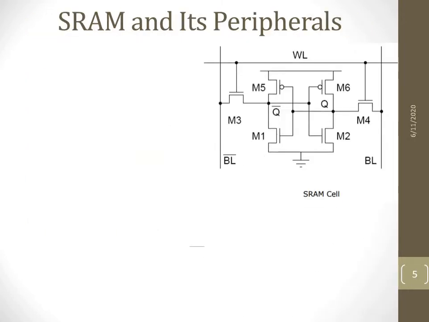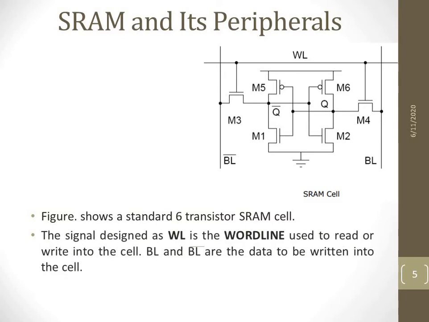This is the SRAM cell which I have already discussed with you in the previous video. This figure shows a standard 6 transistor SRAM cell. The signal designated as WL here is the word line used to read or write into the cell, and you have seen bit line and bit line bar. Bit and bit bar are the lines through which data is to be written into the cell.